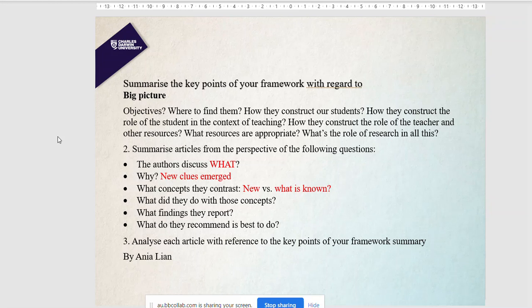In any case, if you could look at your framework that you've written in assignment 1 and now summarize it with key points, and add things about the key objectives in which your classroom is embedded. Where do they come from, right? So the specific policies. Where did you get these objectives from?